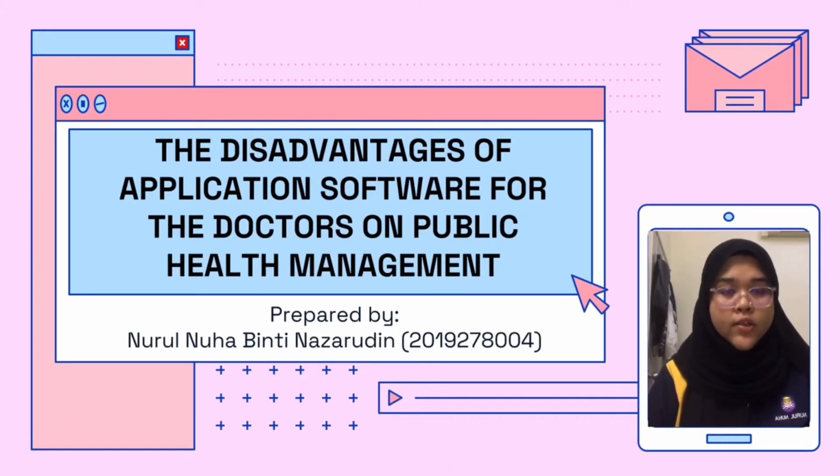I'm going to talk about the disadvantages of application software for the doctors on public health management. Even though the system and application help the doctor in their daily work, it could be lacking in some way. Hence, I'm going to mention two highlighted disadvantages, which are data privacy issues and low exposure.